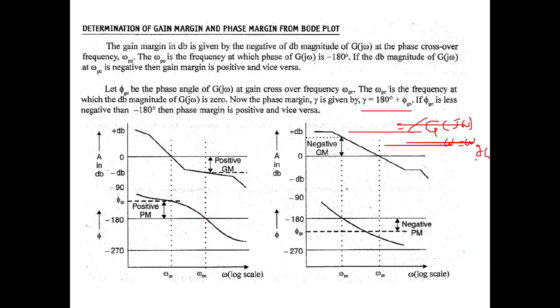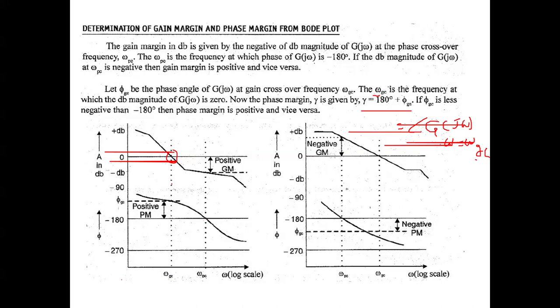What is omega gc? Omega gc is known as the gain crossover frequency. What it means is that, from the magnitude plot, the frequency at which the magnitude is 0 decibels is known as the gain crossover frequency.